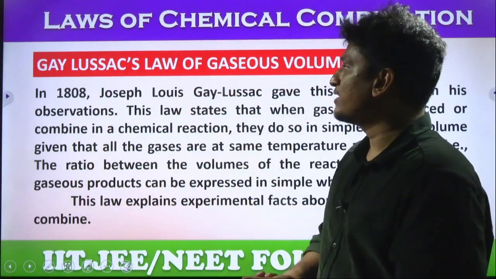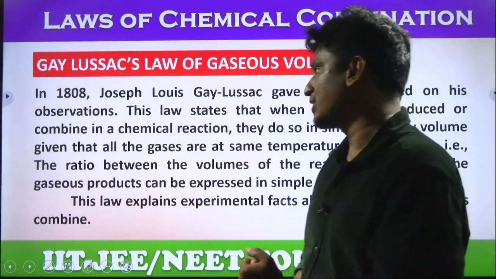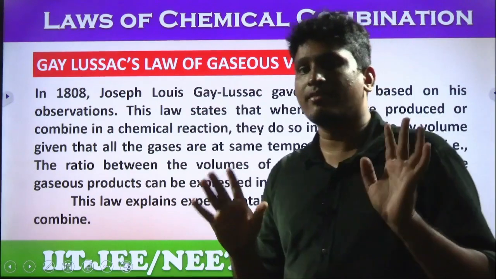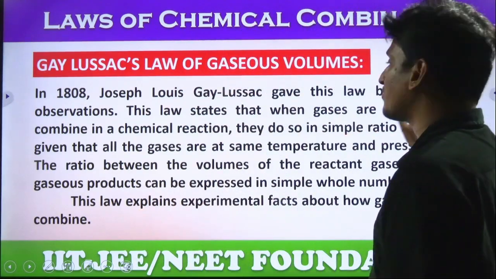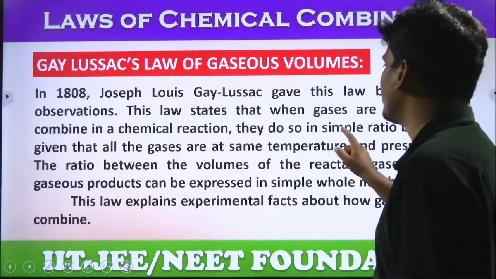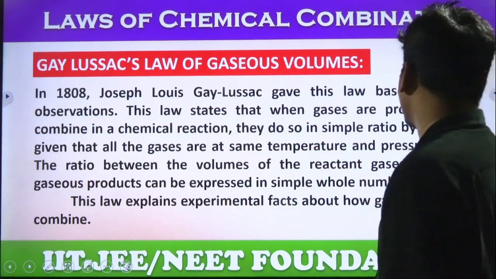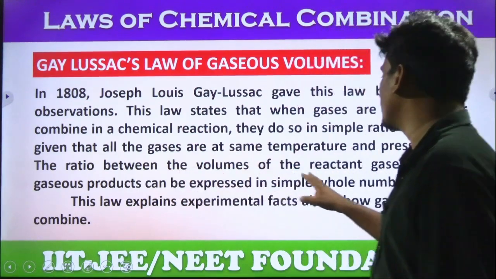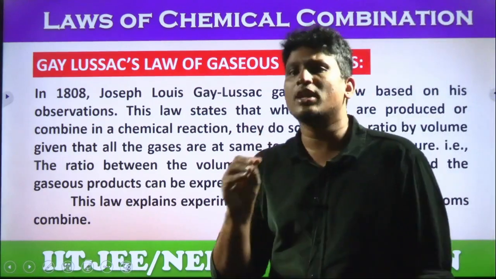In 1808, Joseph Louis Gay-Lussac gave this law based on his observations. This law is very, very important, students, in stoichiometry also. When gases are produced or combined in a chemical reaction, they do so in a simple ratio by volume. Given that all the gases are at the same temperature and pressure, the ratio between the volumes of the reactant gases and the product gases can be expressed in simple whole number ratios.